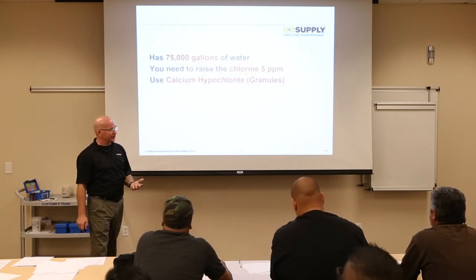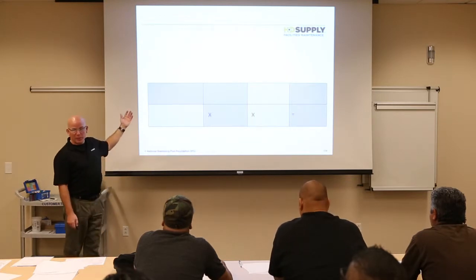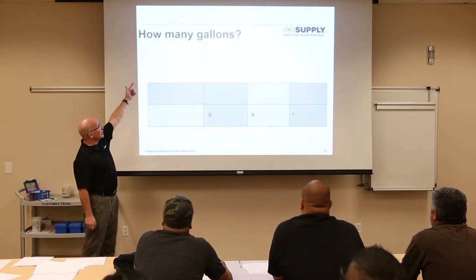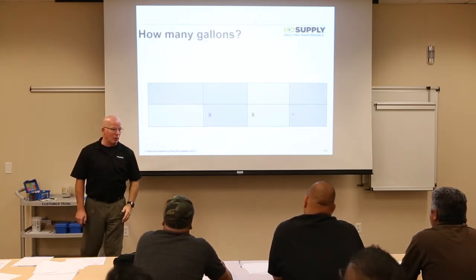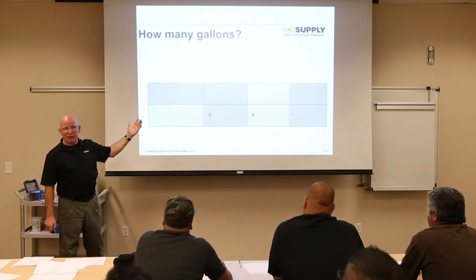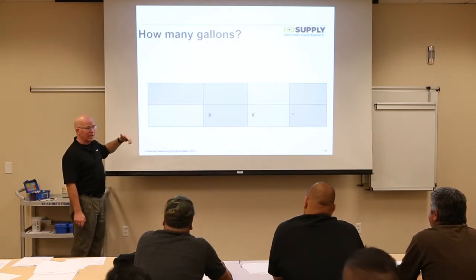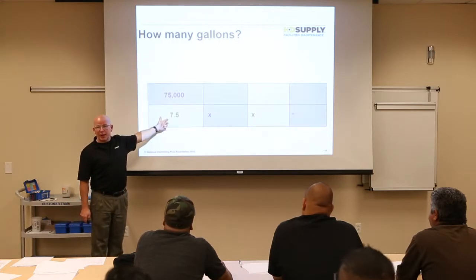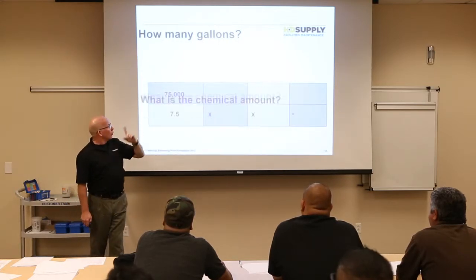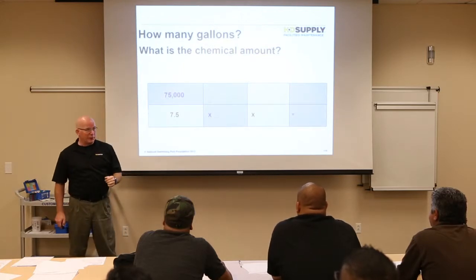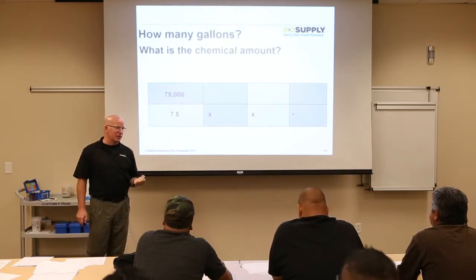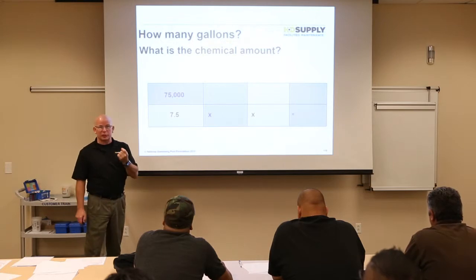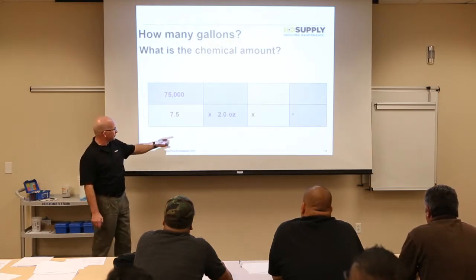Granules is a solid. So the formula in your handout, first thing you ask is how many gallons is my pool? Well, we know our pool, we just said, was 75,000 gallons. Per your handout, you divide by 10,000. So our first factor is 7.5. What is our chemical amount? If you look at that page in your handout, for calcium hypochlorite granules, it is 2.0 ounces.